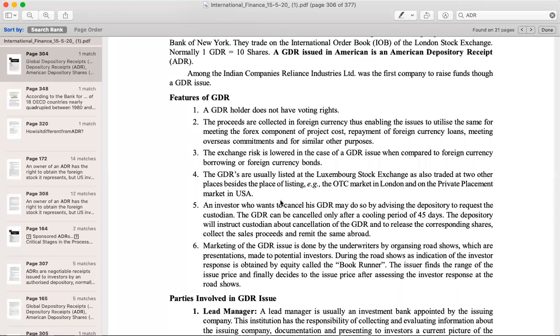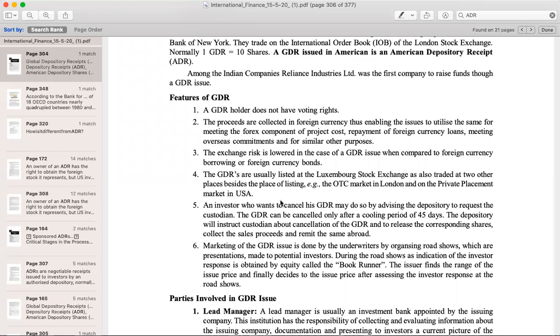Now, any investor who wants to cancel the GDR can do so, but then it has to be advised by the depository, and also there has to be a request made, and it has to go through a cooling period of 45 days. As I told you, the depository receipt will be withdrawn by the depository and it will be passed on to the company. Company will pass the proceeds on, which will be passed on to the investors in turn. So this process will take around 45 days.